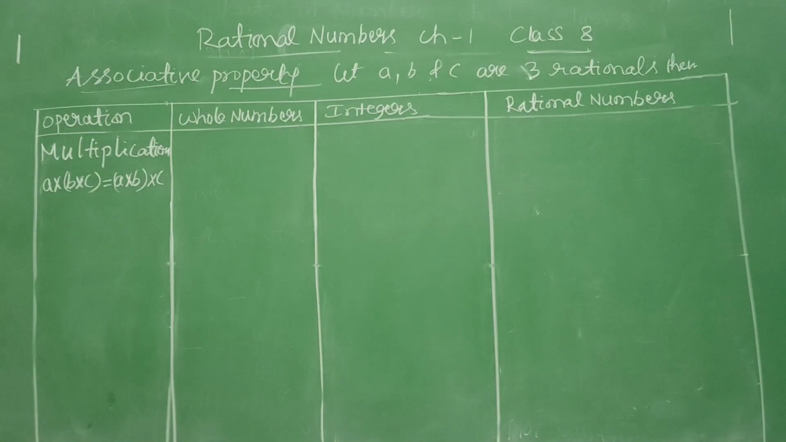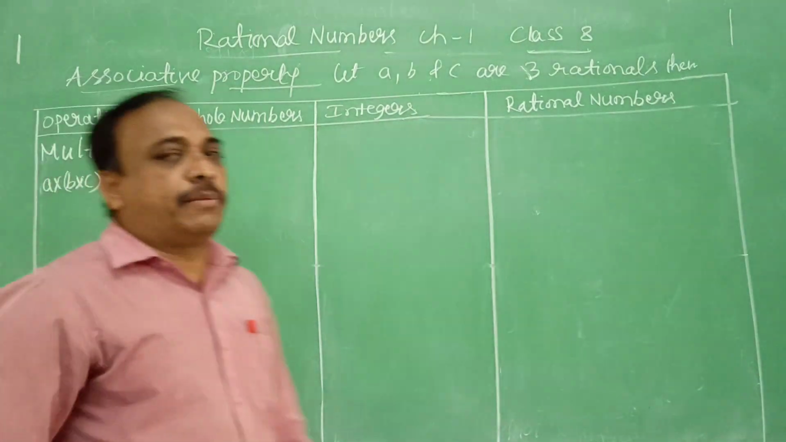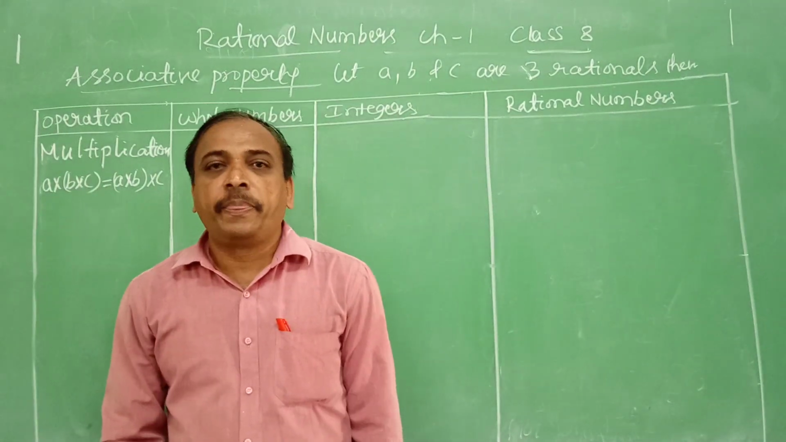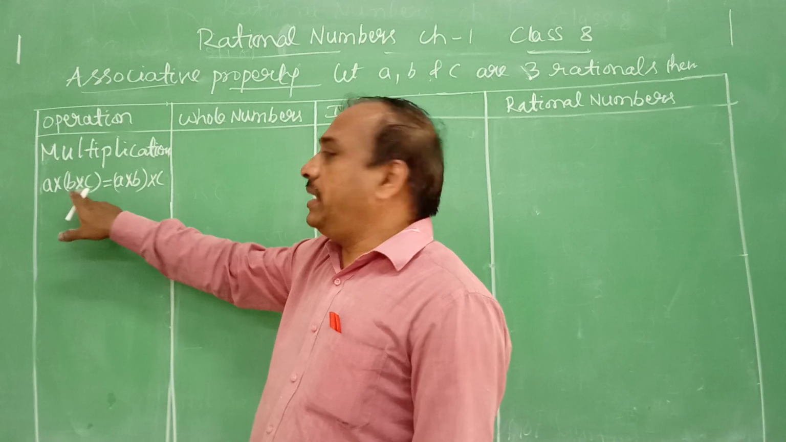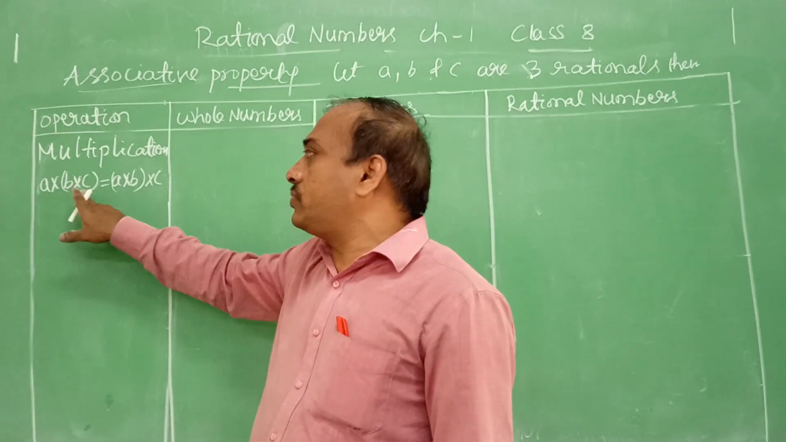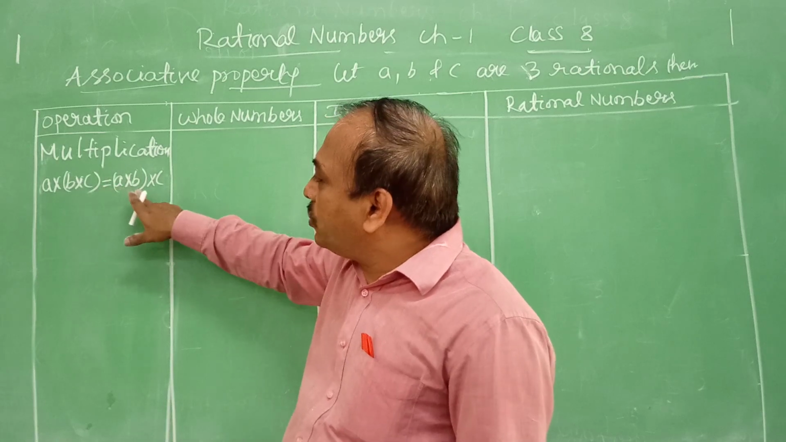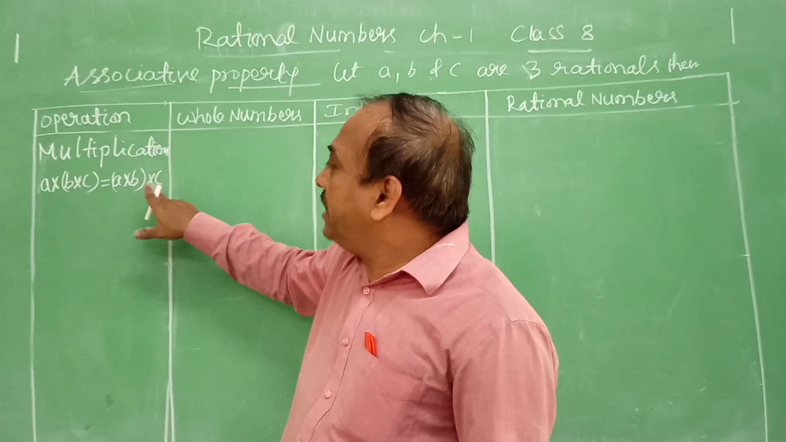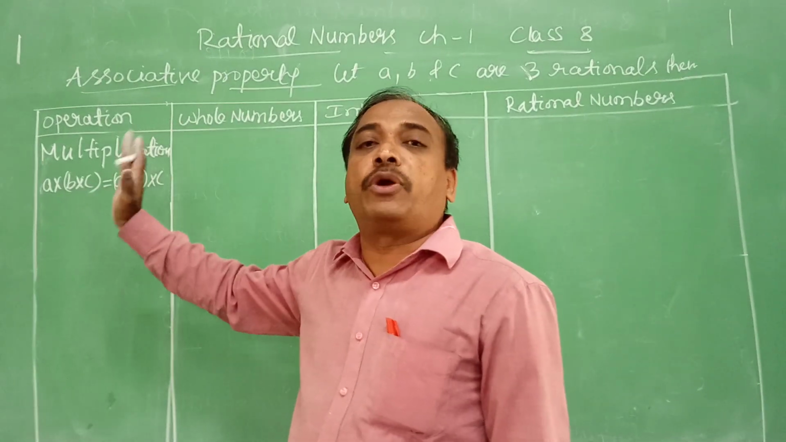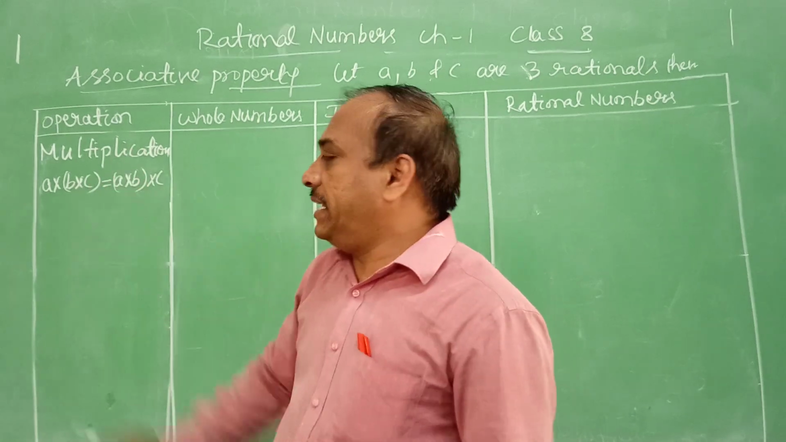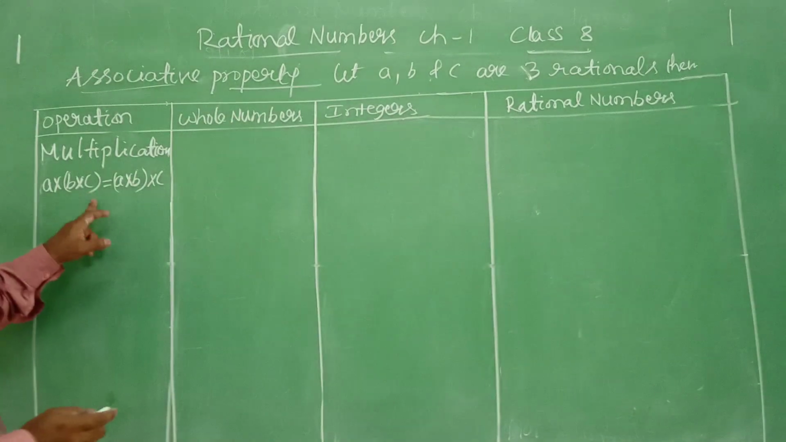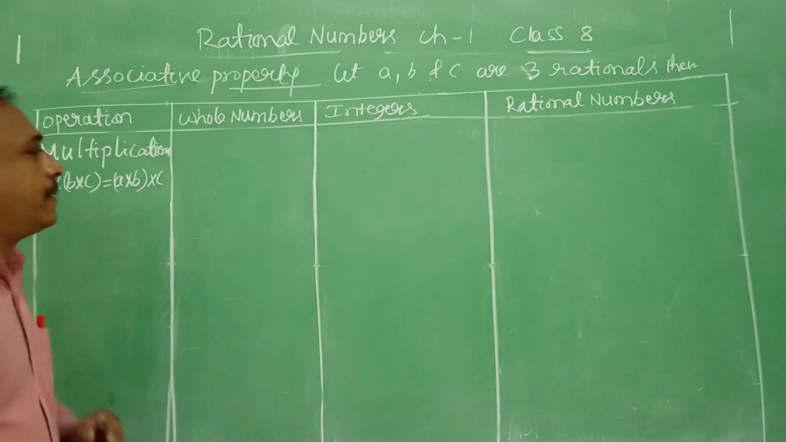Now we will verify the associative property under multiplication of whole numbers. That is A into B into C. So bracket for B into C should be equals to A into B, bracket into C. First we multiply these two, then into C. That result, the product should be multiplied with C. Observe it. Under multiplication for the whole numbers we are checking.